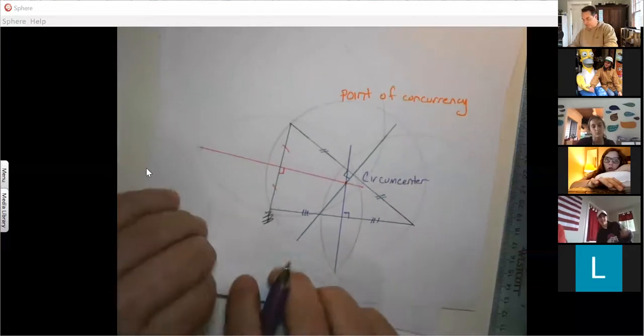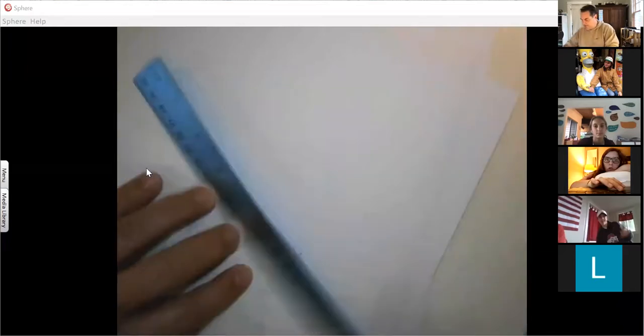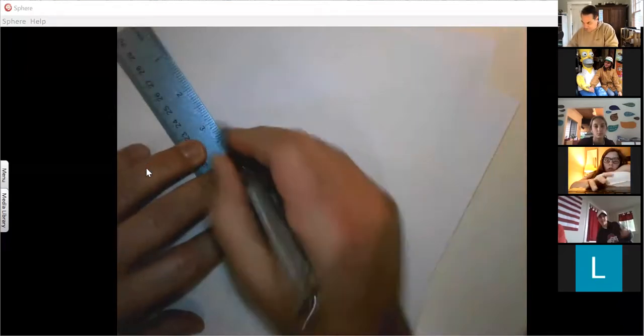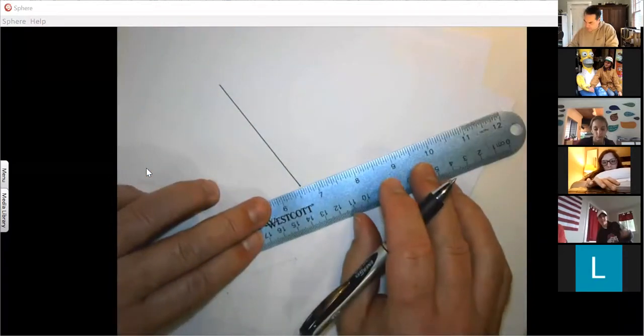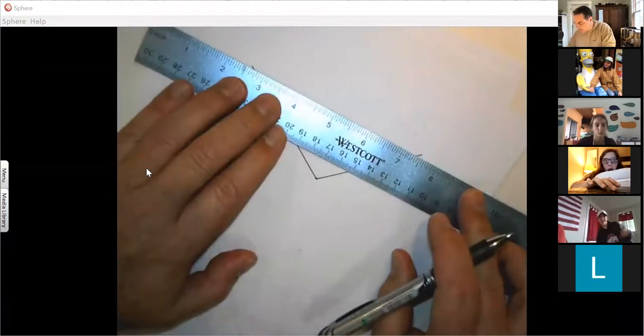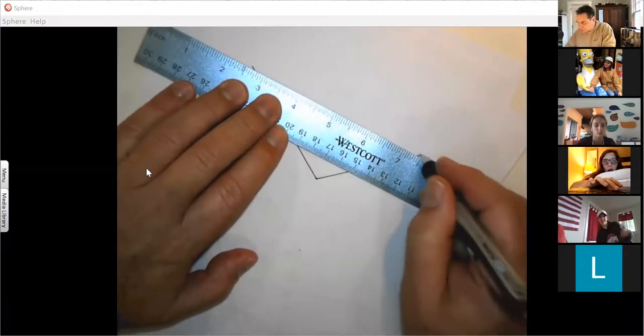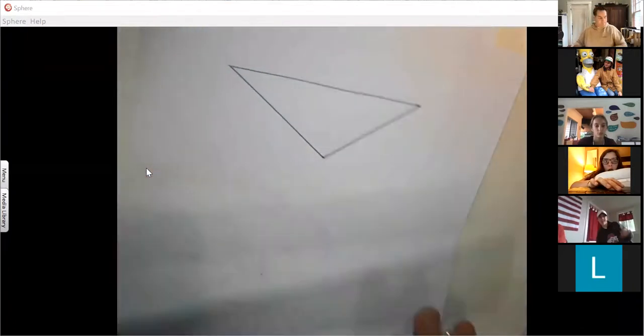There's another way I could do it, which is, again, I'll just give myself a triangle to start with. And I'll make it a slightly different looking triangle. How would you classify this triangle now?